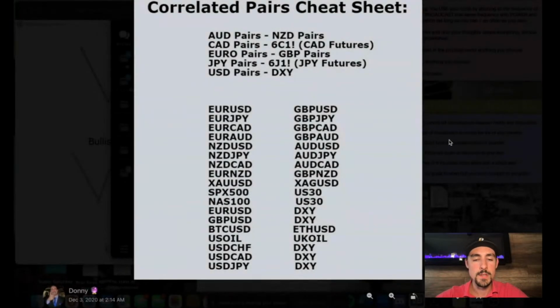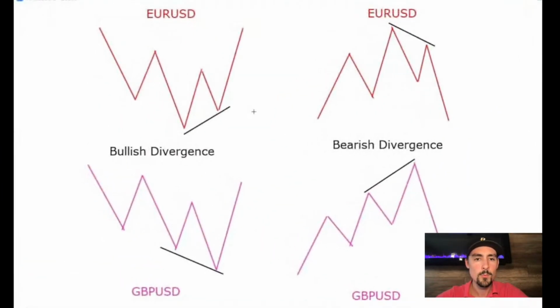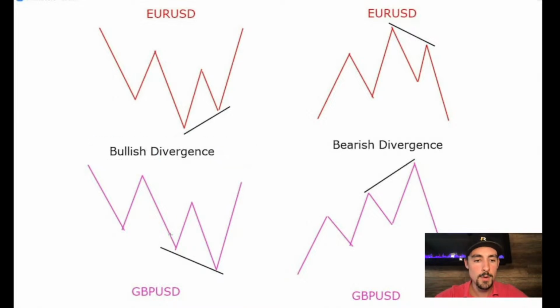So the reason I brought that up is when we're considering divergence, what is divergence? Well, it's when one of two correlating pairs, which typically will give the same exact market structure, where whenever one's making a higher high, the other one's making a higher high. Whenever one's making a higher low, the other's making a higher low. A bullish divergence would be where you have something like GBP USD creates a lower low, whereas Euro USD creates a higher low.